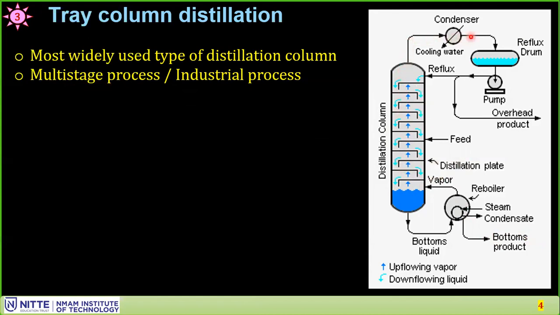At the top, the vapor is collected and condensed. Some portion of it is sent back to the distillation unit. It's called reflux, and a fraction of it is collected as overhead product. Now the ratio between how much is sent into the distillation unit and how much is taken out as product, L by D, is called the reflux ratio.